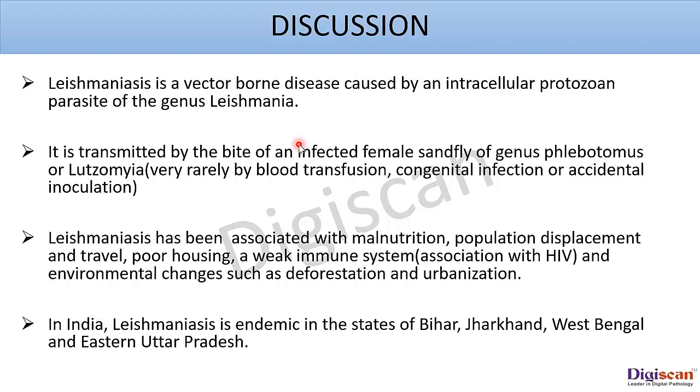Leishmaniasis has been associated with malnutrition, population displacement and travel, poor housing, and a weakened immune system. It has also been seen in association with many patients with HIV and environmental changes such as deforestation and urbanization. Leishmaniasis is endemic almost throughout the world except in Australia and Antarctica, and in India, Leishmaniasis is endemic in the states of Bihar, Jharkhand, West Bengal and eastern Uttar Pradesh.